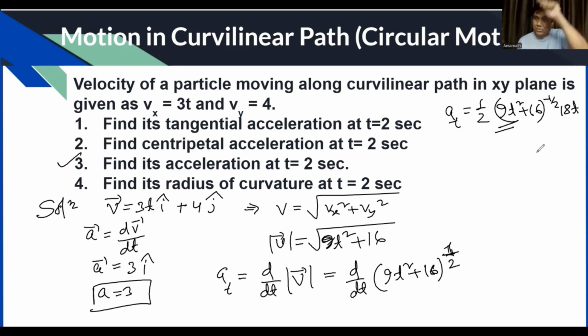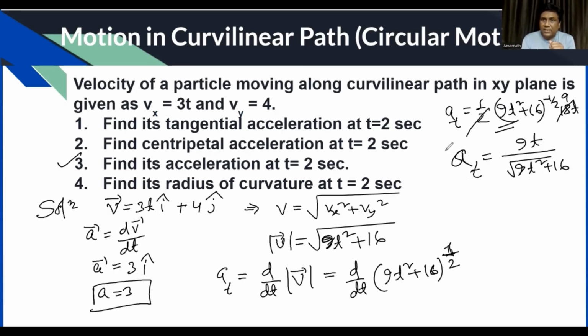9t square, the 2 will come forward. So 2 into 9 is 18. So it means AT is nothing but, 18 by 2 is 9. So it will be 9 into T, and this is to the power minus half. So it means it will come as denominator. So 9 T square plus 16. So this is the tangential acceleration.